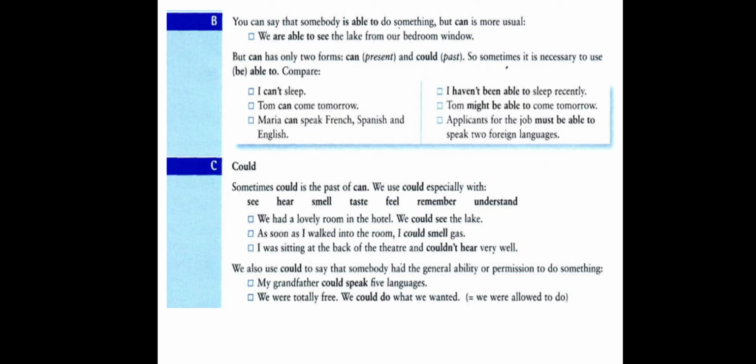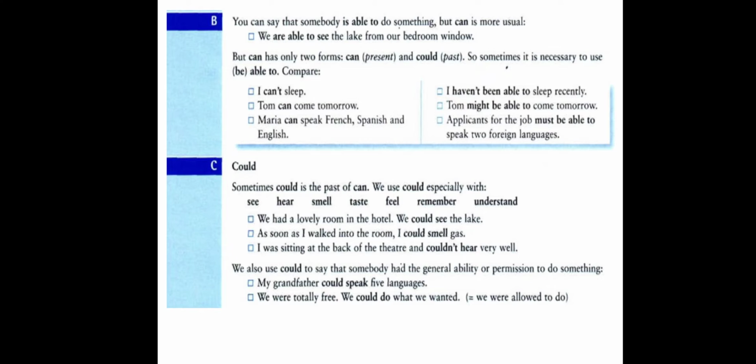B. You can say that somebody is able to do something, but can is more usual. Here we have another expression that can be used to replace can. We can use can, or we can use am, is, are able to plus the base form. Is able is followed by to and the base form. But in the case of can, you say can plus the base form directly without to.